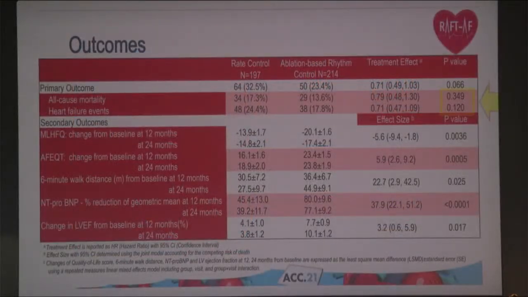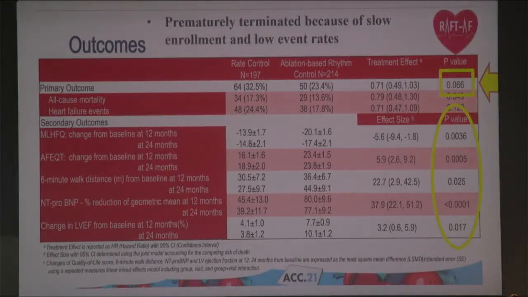And what they found was that all-cause mortality, which was the primary outcome, almost reached significance. The secondary outcomes all showed improvement, whether it was quality of life, exercise tolerance, NT-proBNP, or ejection fraction. The problem was that this study was controversially terminated because of low enrollment or low event rates. There was a big controversy about this.